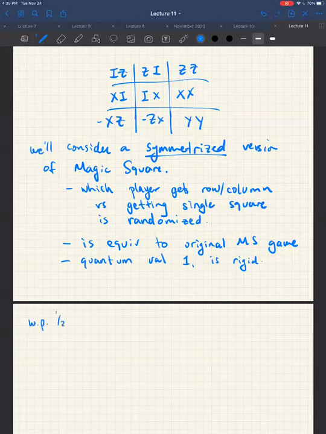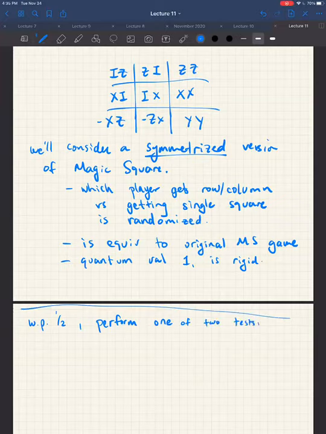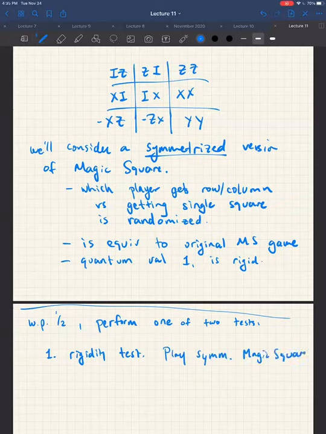So with probability 1/2, perform one of 2 tests. The first one is called the rigidity test, right? And this is where we just play the symmetrized magic square. The other test that we will perform, we'll call it the sampling test. And here we're going to tell both players to be a variable player, and we're going to tell them to report the value of the first square, which is the one in the top left corner.